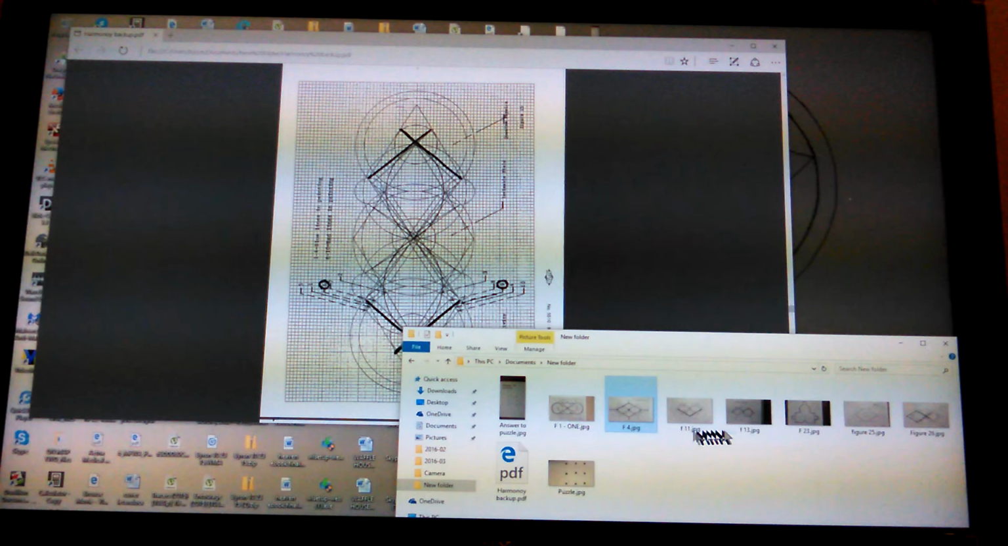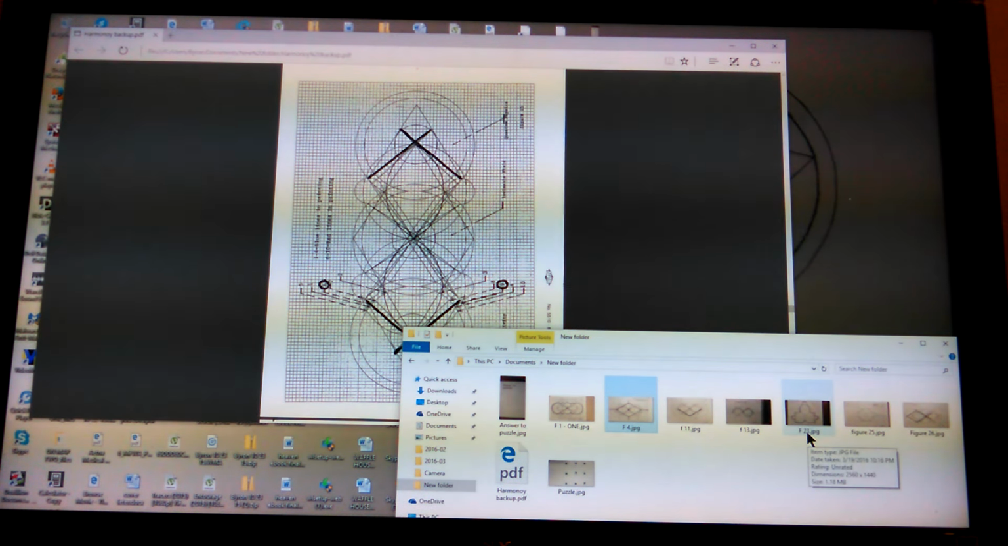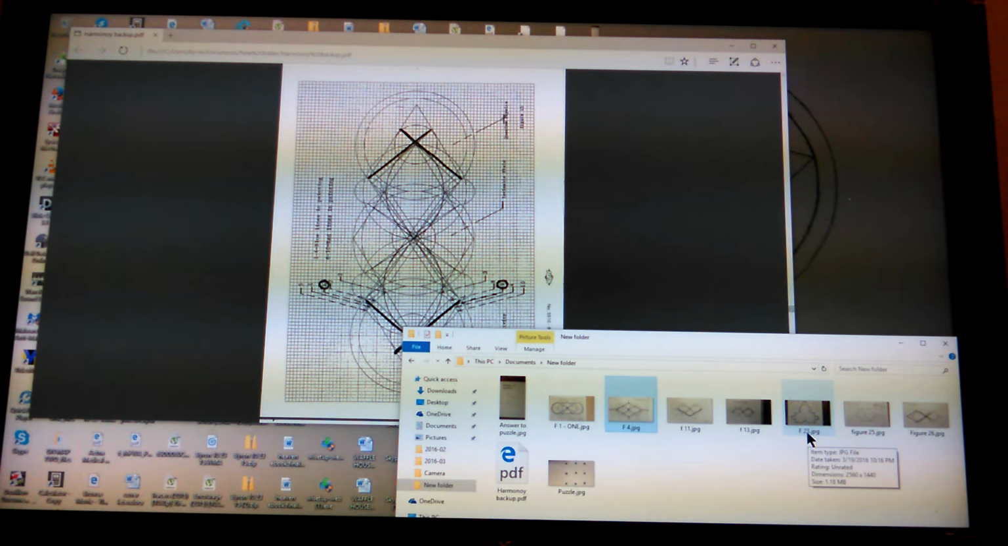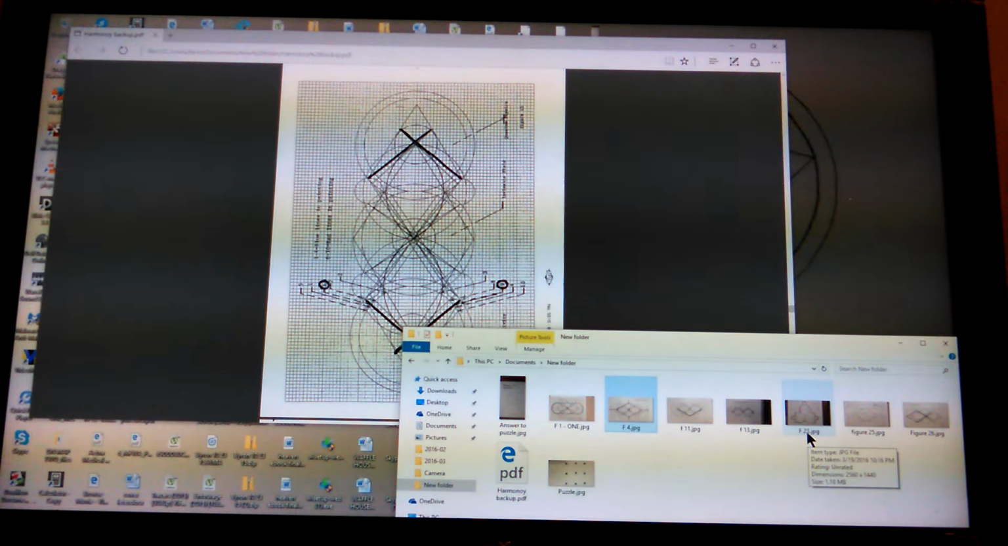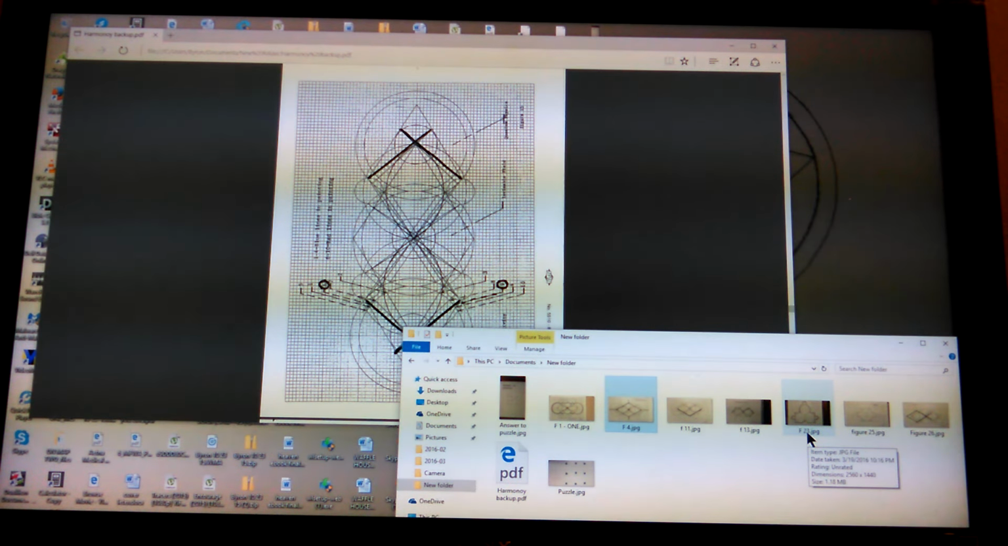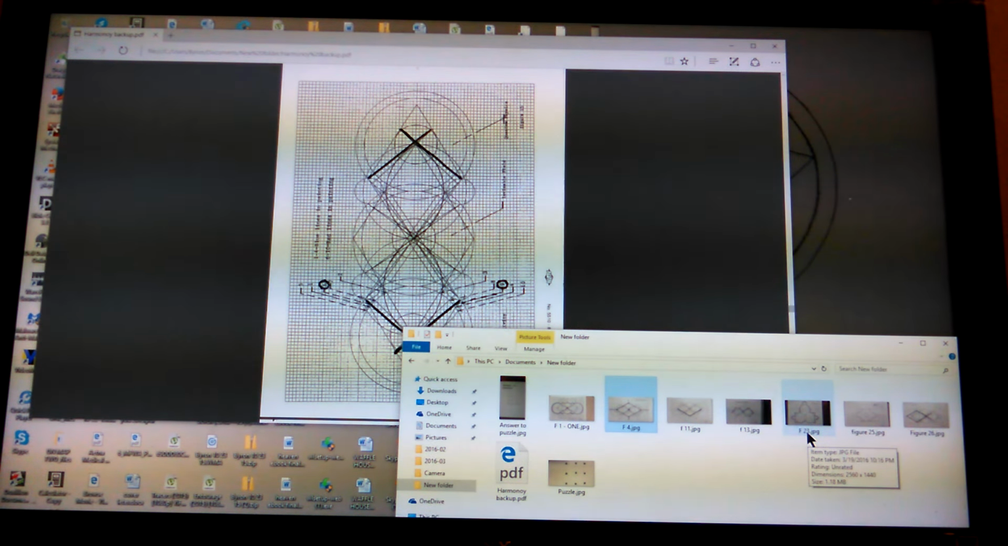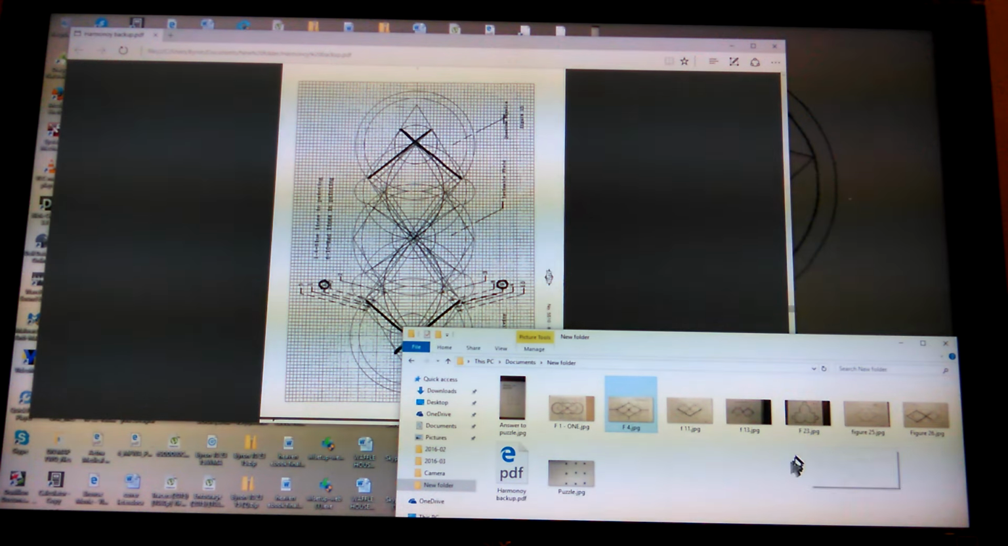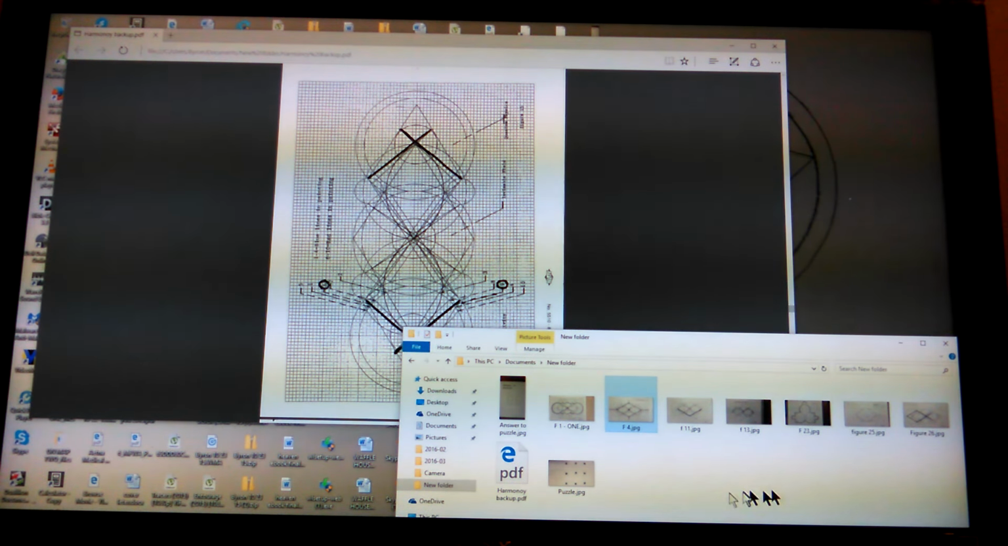Whoa, is this one of the missing diagrams? Oh no, it's missing. Why? Oh, we have a missing diagram. Sorry, we have a missing diagram.